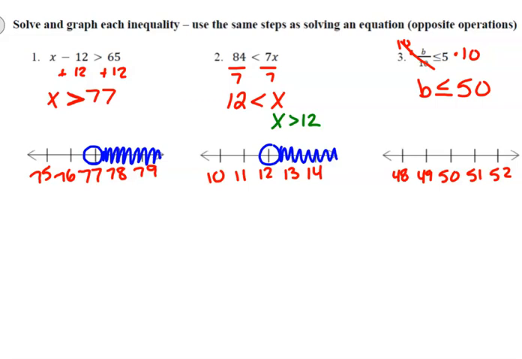This time it's less than or equal to. So I'm actually going to fill in my circle because now 50 is part of the solution. Less than means I want all of the values here to the left that are smaller than 50. So again, same opposite operations we were using before. If you need more time with these 3 examples, go ahead and hit pause. If you're ready, then we're going to move on.